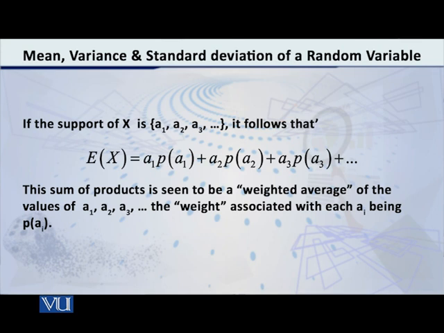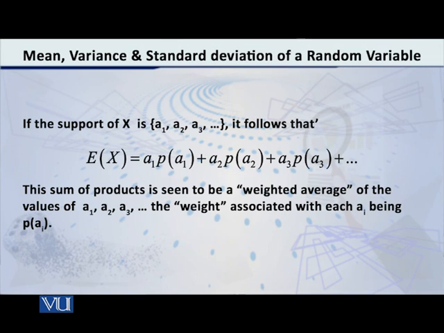So this expression that I have placed in front of you, a1 into p of a1 plus a2 into p of a2 and so on, this sum of products is seen to be a kind of weighted average of the values a1, a2, a3, and the weight associated with each ai is p of ai. The probabilities are acting as the weights.